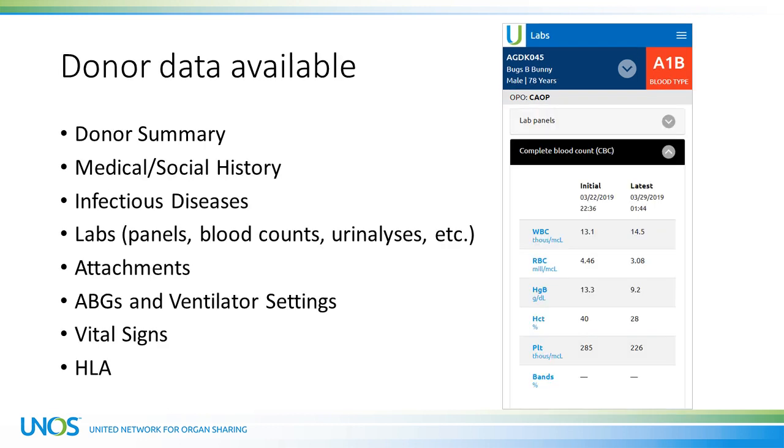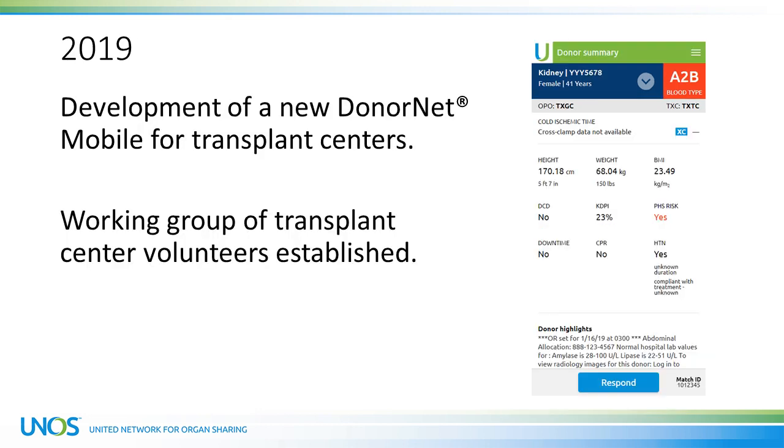Over the course of this year, we have added increasing amounts of donor data, so everything that you see in DonorNet on the web, we've been slowly building that out from a donor record standpoint inside of the new mobile application. So that includes things like medical and social information, all the medical ads that you can see, attachments, ABGs, and event settings, and basically the idea being that eventually the entire donor record will be represented in a mobile capacity. All of that has been building up to that development of a brand new platform for transplant centers to review and receive and evaluate organ offers on their mobile device.